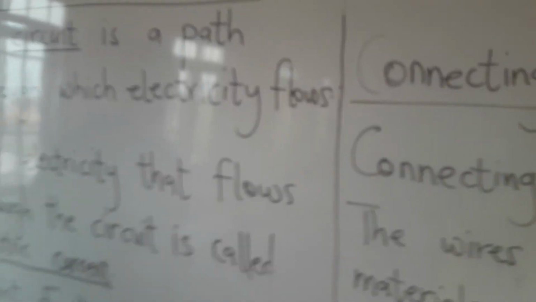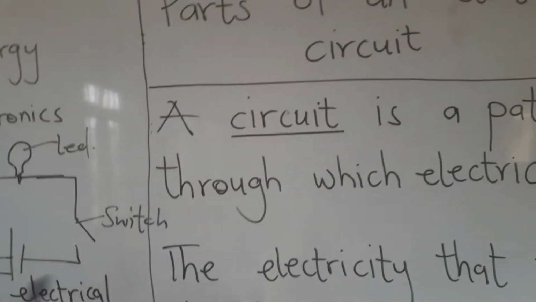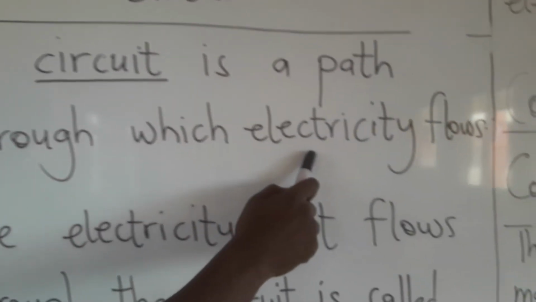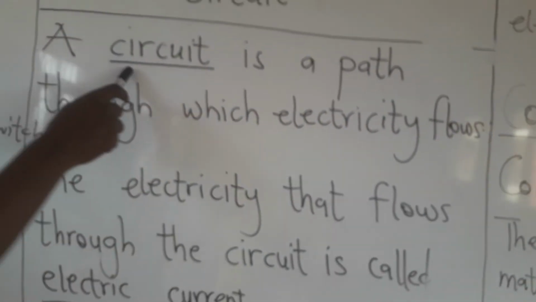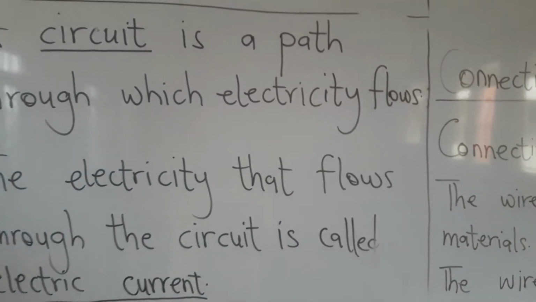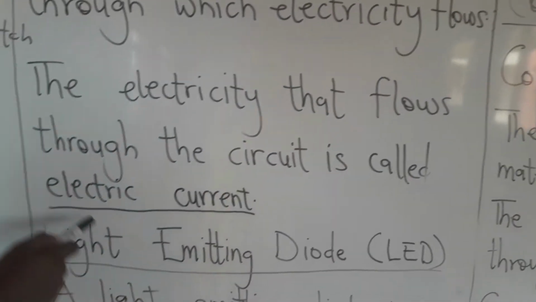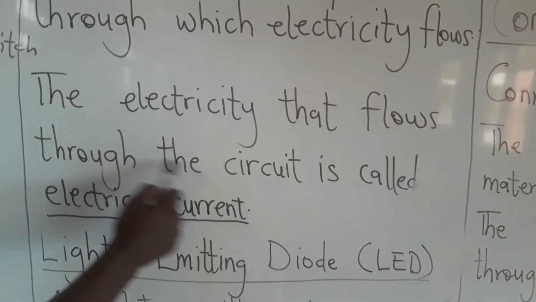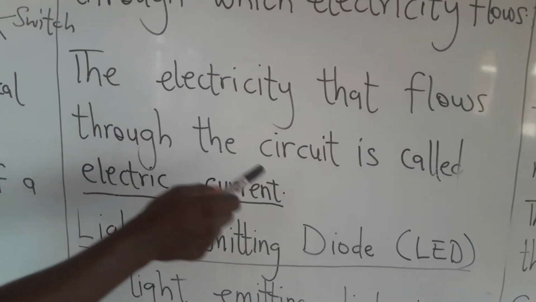Alright, so let's quickly run through what we have learned today. Previously we said a circuit is what? It's the path through which electricity flows. I hope you've not forgotten that. A circuit is a path through which electricity does what? It flows. The electricity that flows through the circuit is called what? Electric current.